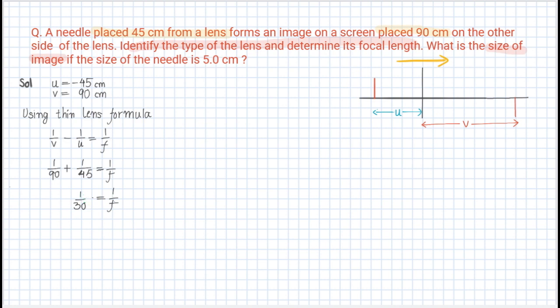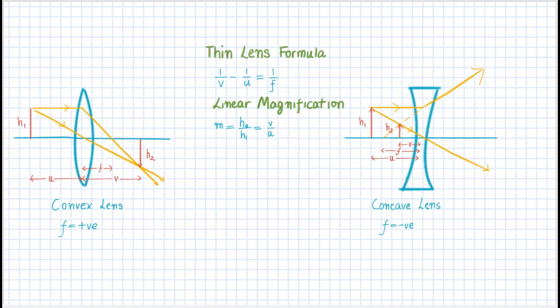Now I can do the cross multiplication. After cross multiplication, I can write the focal length F as 30 centimeter. So this 30 centimeter is the focal length. In our case, what kind of focal length did we get? Positive or negative? We got a positive focal length. So if it's a positive focal length, what kind of lens do you have? You have a convex lens.